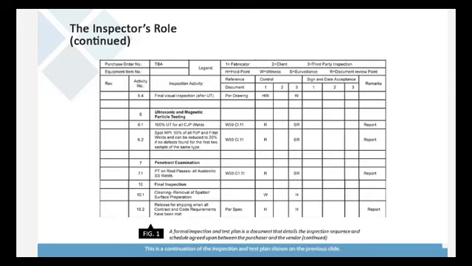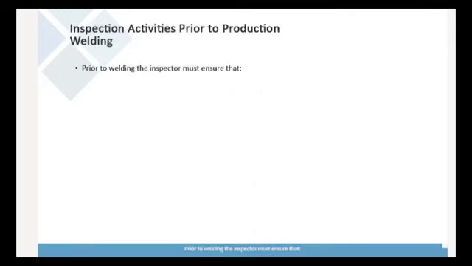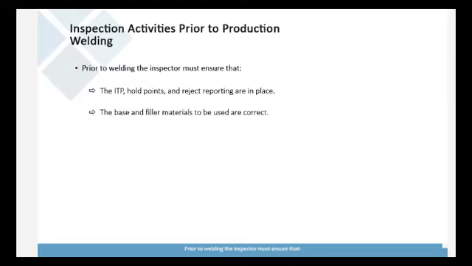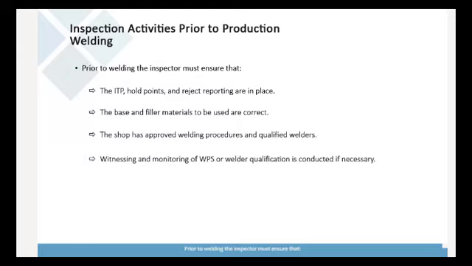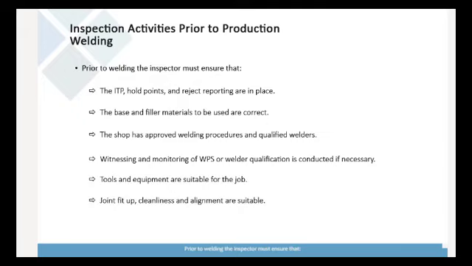This is a continuation of the inspection and test plan shown on the previous slide. Prior to welding, the inspector must ensure that the inspection test plan, hold points, and reject reporting are in place. The base and filler materials to be used are correct. The shop has approved welding procedures and qualified welders. Witnessing and monitoring of welding procedure specification or welder qualification is conducted if necessary. Tools and equipment are suitable for the job. And joint fit-up, cleanliness and alignment are suitable.